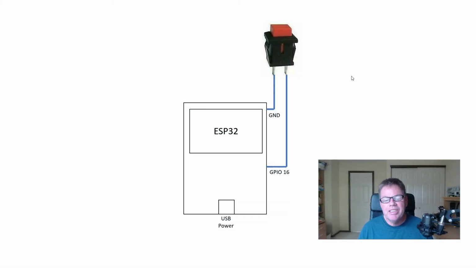Okay, first let's have a real quick look at the IoT hardware to make this Wi-Fi button. So basically it's an ESP32 development board, powered by USB power, and I've got a connection between ground and GPIO pin 16 that's going to detect when this button gets pressed. Let's have a quick look at the code.